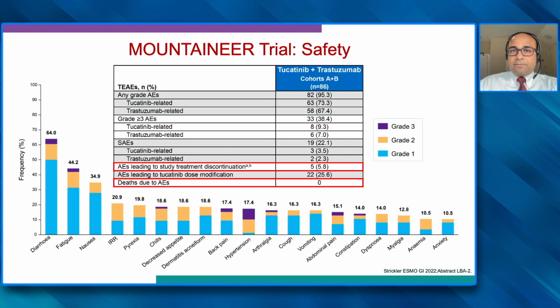This was also a fairly well tolerated regimen. You can see that in the entire cohort, grade 3 adverse events occurred in only about 38% of cases, of which only about 7 to 9% were related to the treatment medications. And the AEs that led to study treatment discontinuation were in single digits, about 5.8%. And no deaths were noted. So overall, a fairly well-tolerated regimen with diarrhea and fatigue being the major side effects that are seen.